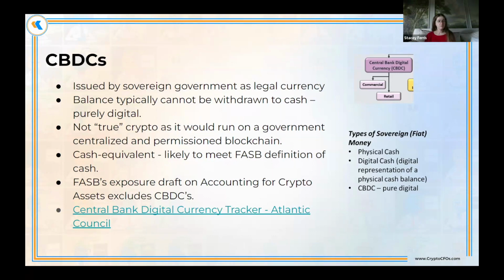The FASB's exposure draft on accounting for crypto assets excludes CBDCs. Makes plenty of sense because if this is cash, we're going to just treat it like regular cash. In your general ledger, if you are dealing with a CBDC, it may be advisable to have a separate GL account for tracking the CBDC balances, similar to how you would track separate accounts for separate bank accounts, right?